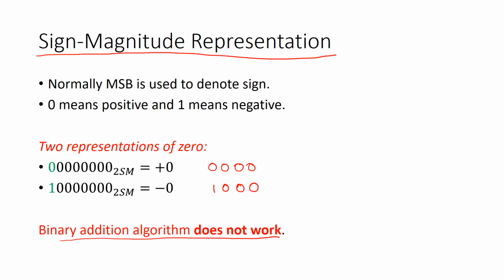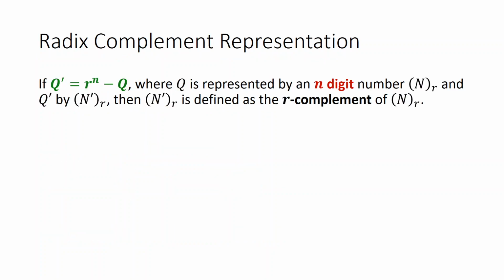So we have to leave it. Just with the knowledge of signed magnitude representation, we have to leave it, because we are not able to utilize it for any useful arithmetic operation. So to go to useful arithmetic operation, we have to come to this system, which is the radix complement representation and the diminished radix complement representation. So first we will consider the radix complement representation.